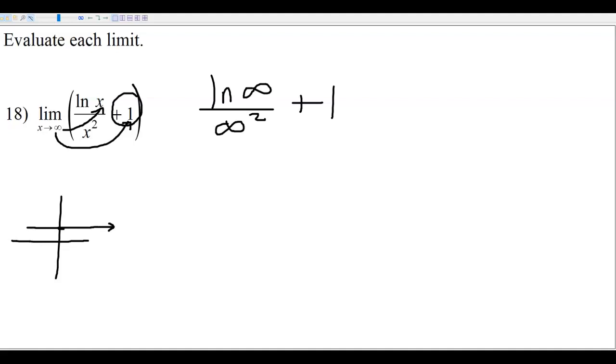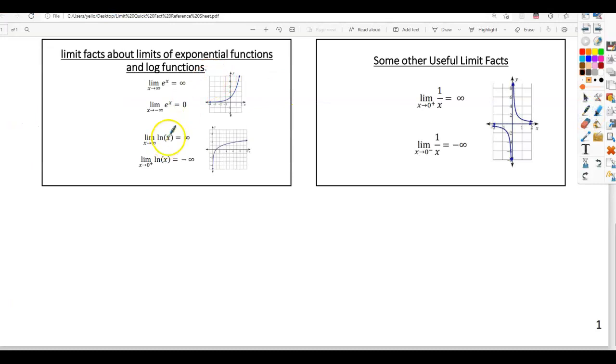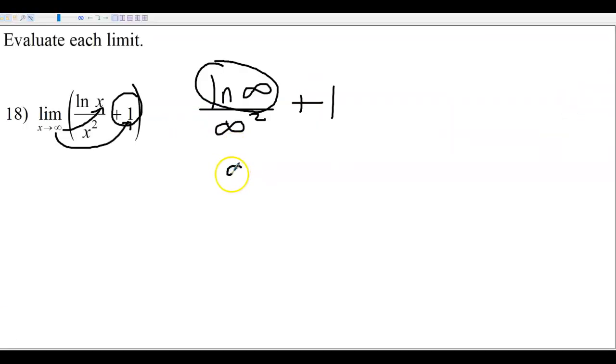Let me clear that off real quick. All right, so anyway, back to the problem. Ln of infinity, what is that? I believe that's on our little reference. Right here, ln at infinity equals infinity. So the top is infinity, the bottom is infinity, and then we've got our plus 1. So this is an indication that we need to do L'Hopital.